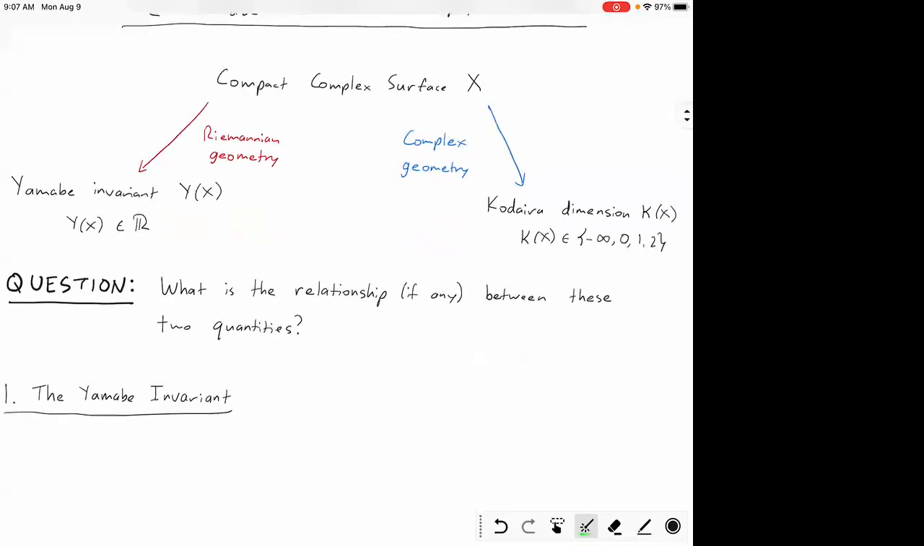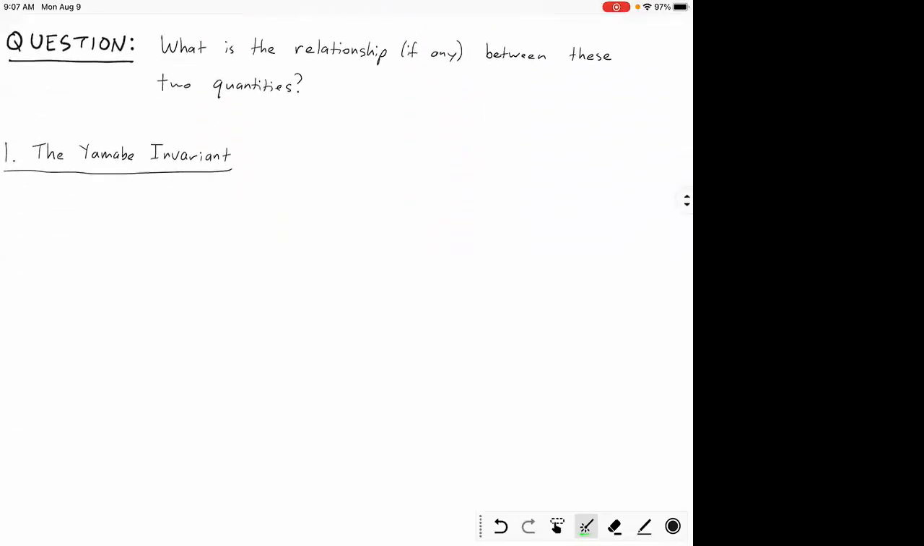All right, so let's start with the Yamabe invariant. Okay, so I'm going to let M be a closed smooth manifold of dimension, which I'll denote by n, which is at least 2. And then I'll let Riem(M) be the set of Riemannian metrics on M.